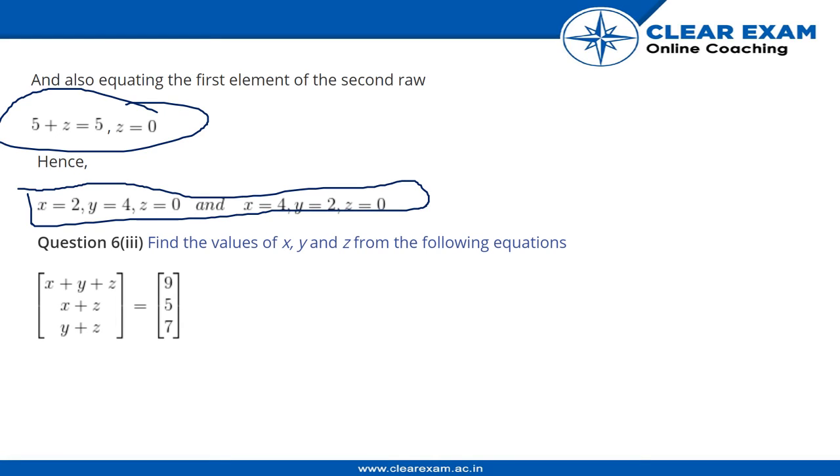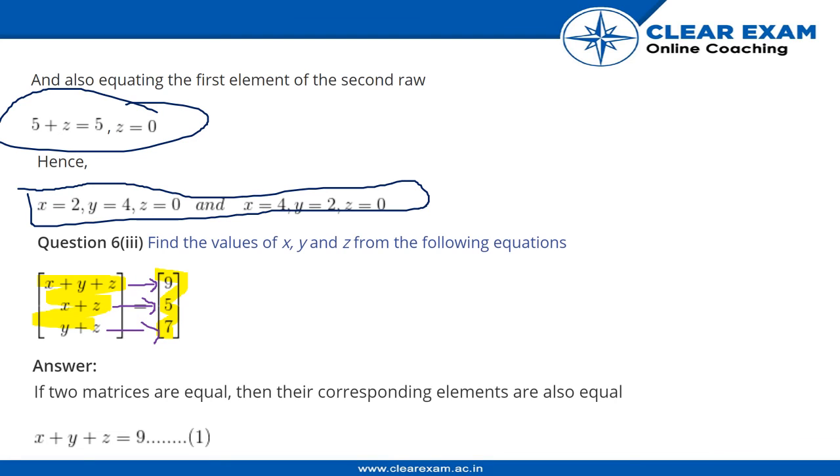Now we are at the last part, that is this thing. We have a matrix on the left side, we have a matrix on the right side, and the corresponding elements should be equal as usual. So our x plus y plus z should be equal to 9, x plus z should be equal to 5, y plus z is equal to 7. So we have three equations in three variables. So we can easily solve all three equations, and let us see how we do that. Okay, let us move to the next slide.